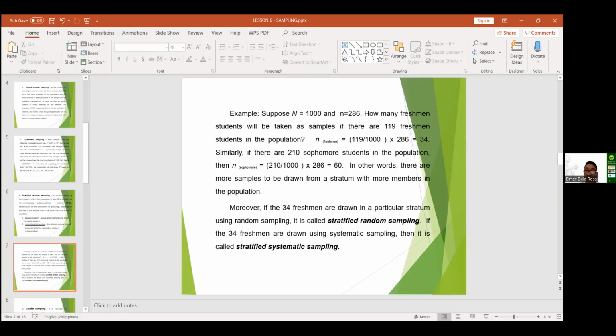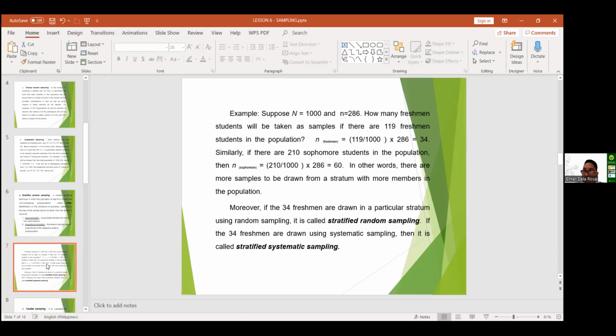But if you have other subgroups which are crucial, like sabi ko nga, gender, so you don't just randomly select 34 freshman students because you might choose 34 males only. Baka wala kang makuhang females. So to make sure that the freshmen are well represented and males and females are also well represented, magsi-second layer stratification ka. Either equal or proportional. Okay?